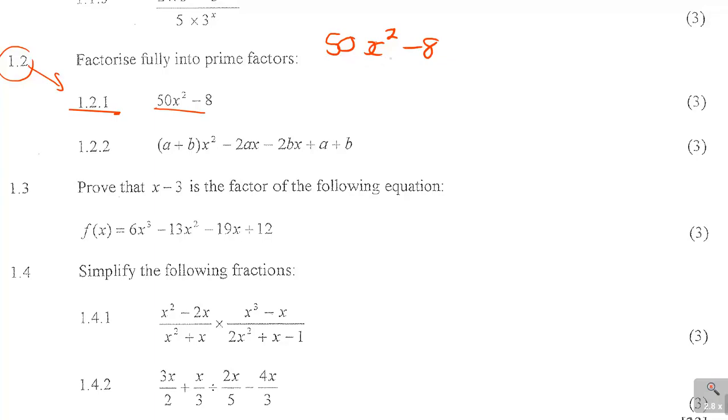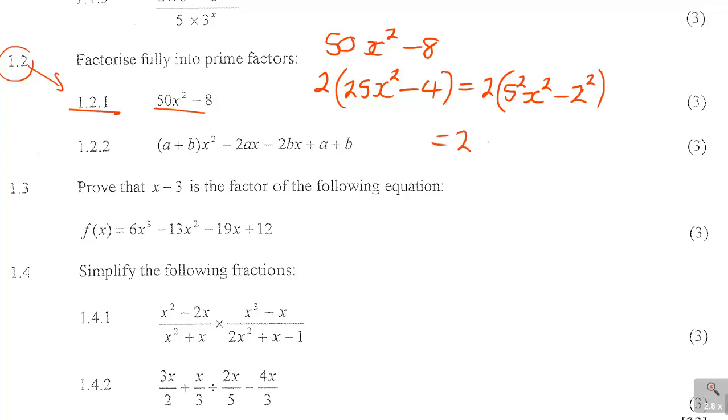So what you do, this is a difference of 2 squares. First of all, you take out 2 here, so that 2 into 50 is 25x squared minus 2 into 8, it is 4. You see that? Hence I was saying it's a difference of 2 squares. Then you can write this as 5 squared is 25x squared minus 4 is 2 squared. Then from here you have 2.